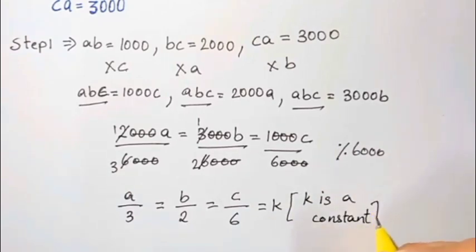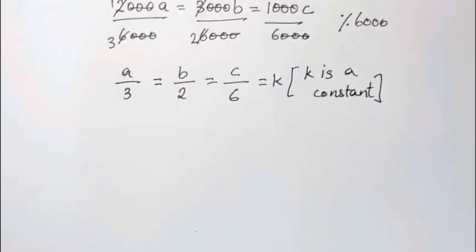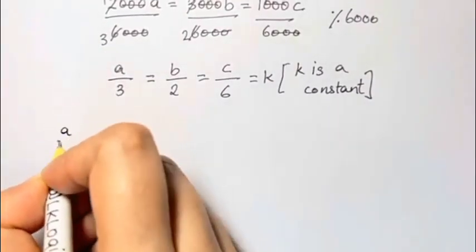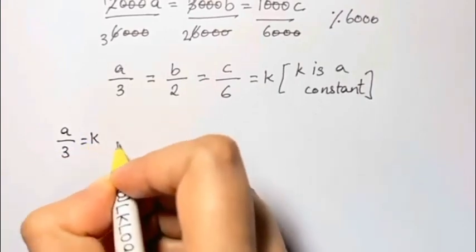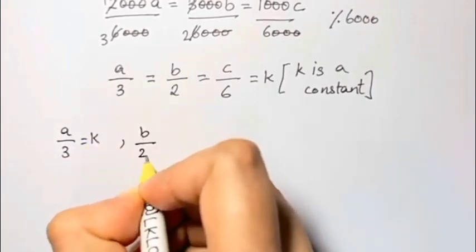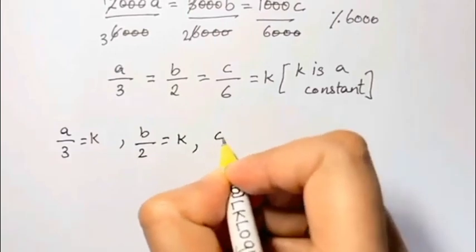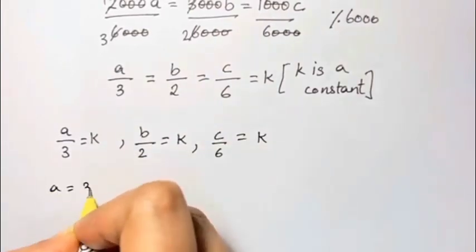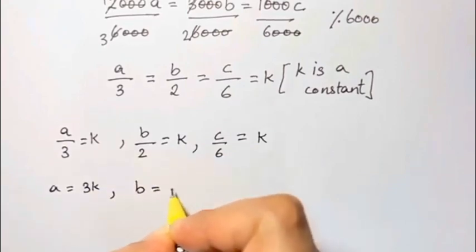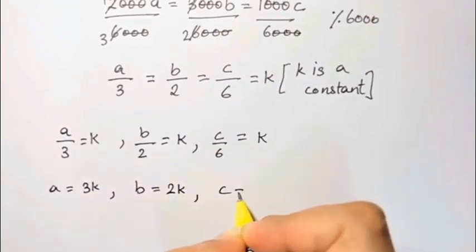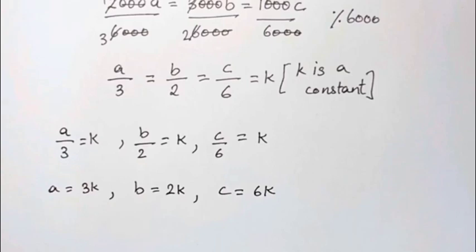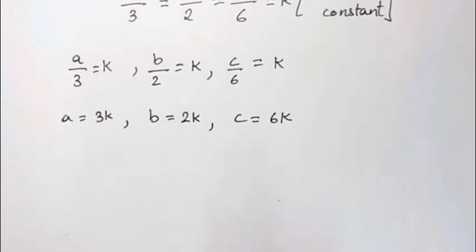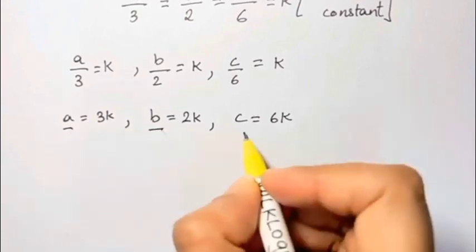Now what do we do? After this step, let's equate that to the constant. So we have A over 3 is equal to K, then we have B over 2 is equal to K, and C over 6 is equal to K. So we have A is equal to 3K, B is equal to 2K, and C is equal to 6K. Now what's the second step? We have found the values of A, B and C.